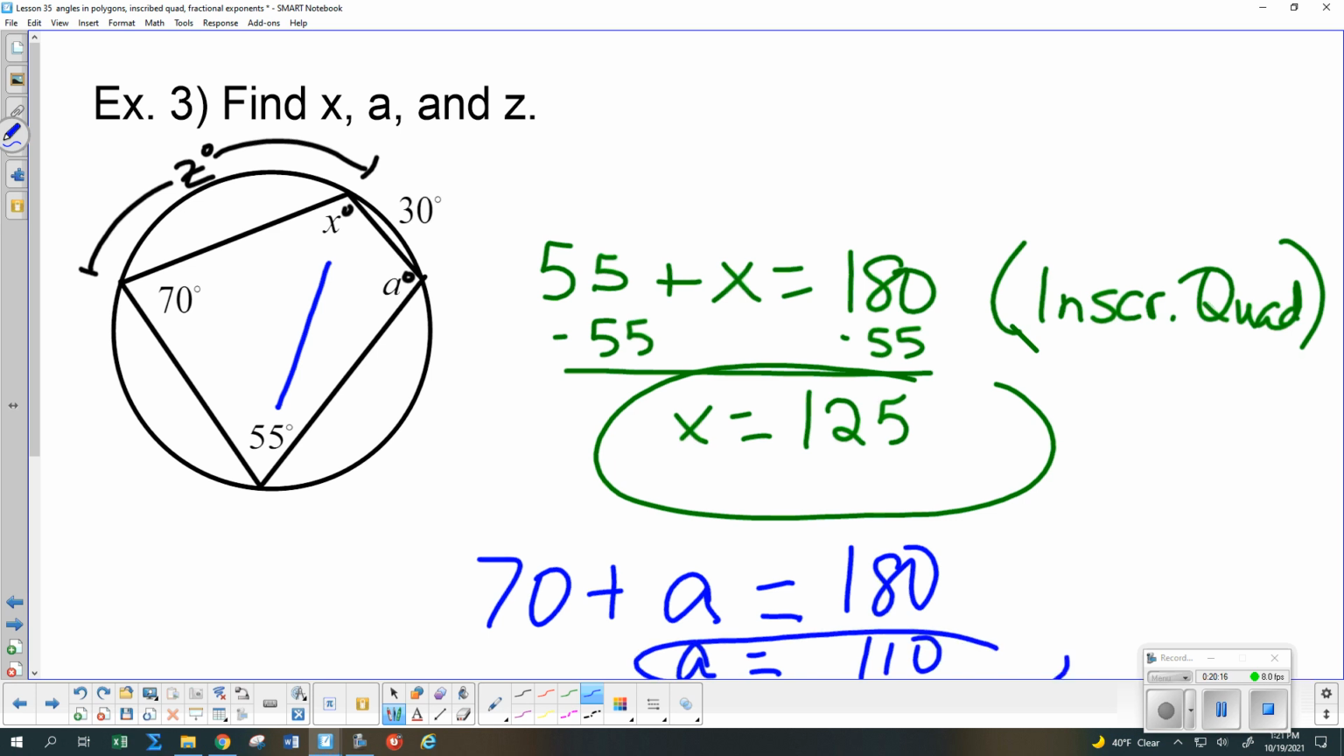Okay, then review. Now we have to get Z. Oh, it's this arc up here. But I don't have an inscribed angle that just gets Z, do I? So I look at other arcs that I've got. I've also got a 30. Can I put Z together with something and get an arc that's taught by an inscribed angle? Yep.